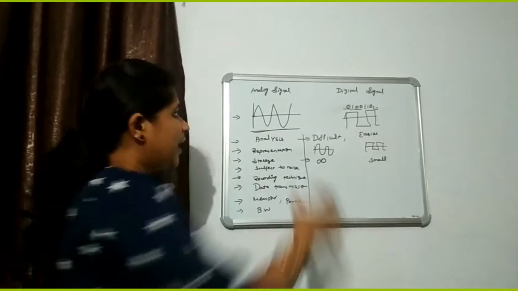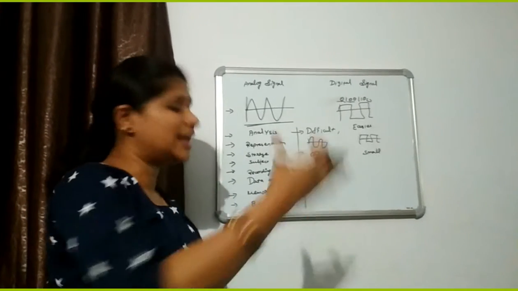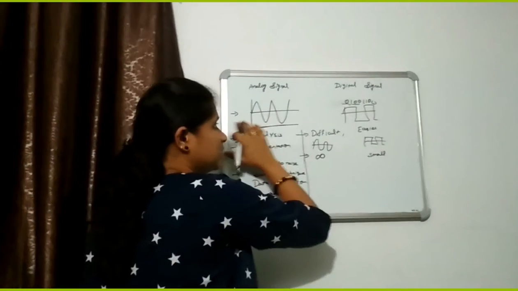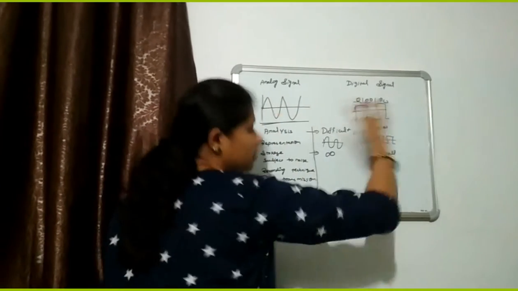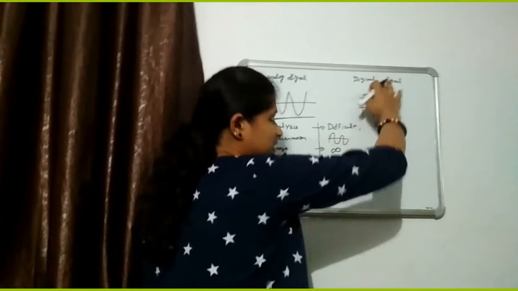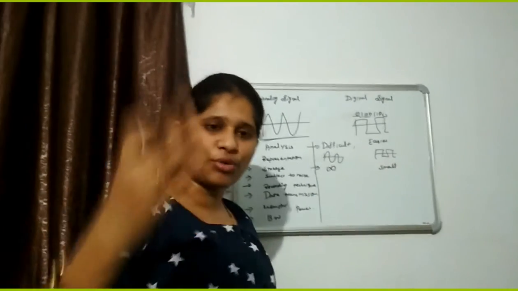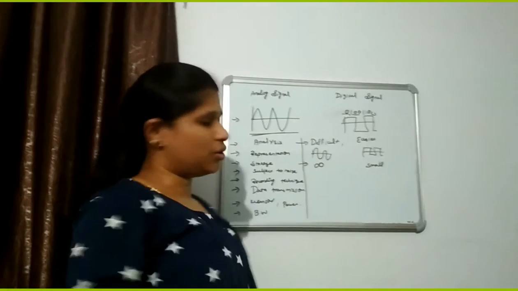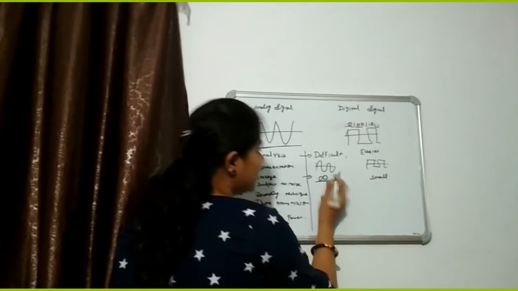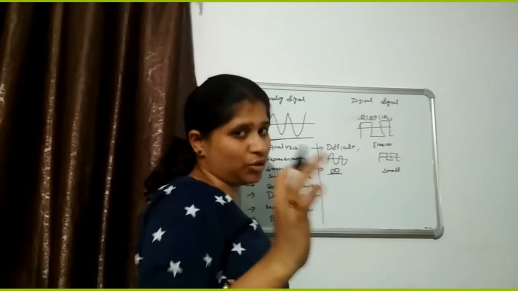Why? Because in those days analog signals were recorded as they are generated. If they are generated in this form, from here to here, whatever the memory, they are stored as such. Whereas digital signals are sampled, quantized, then processed, and then stored. So this needs infinite memory space, whereas this needs only a small amount of memory space.